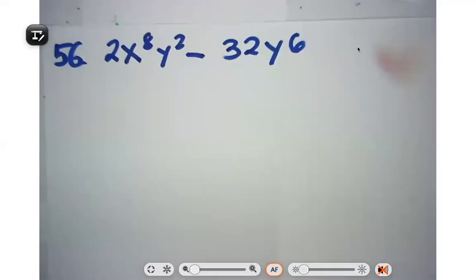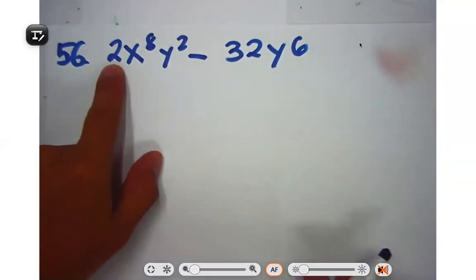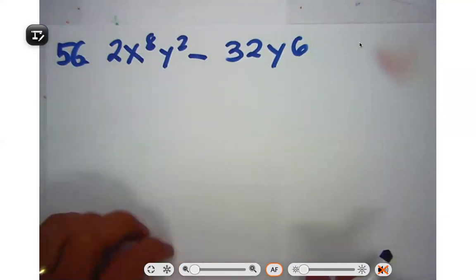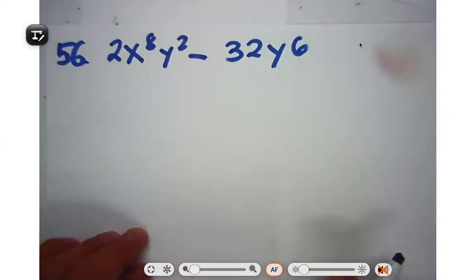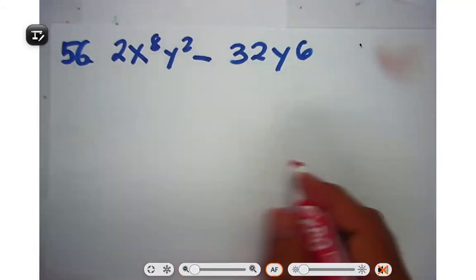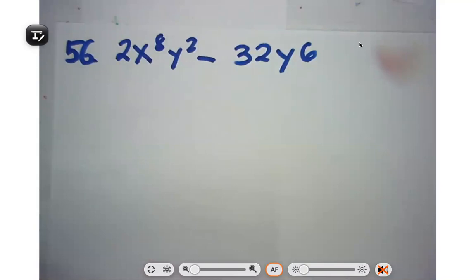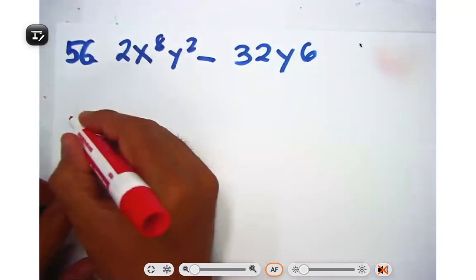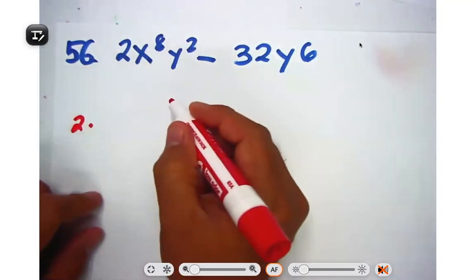You have 2x raised to 8, y squared minus 32y raised to 6. 2 is not a perfect square, 32 is not. So that's why to find the factors, first, we get the GCF, right? So we always try to inspect whether we can apply the difference of squares. If not, then try out GCF. We have 2, which is prime, x raised to 8.